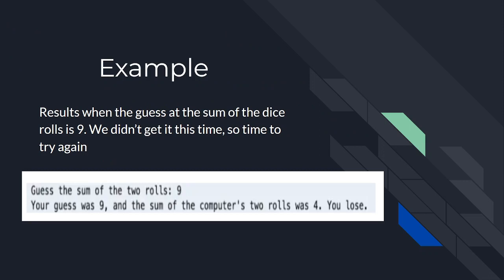From our example, the results when the guess at the sum of the dice rolls is 9. We didn't get it this time, so time to try again. And that is it for how to simulate a dice roll and guess the result in Python.